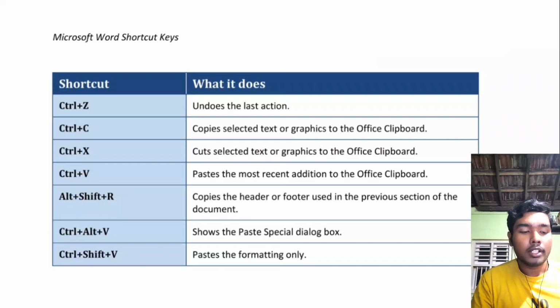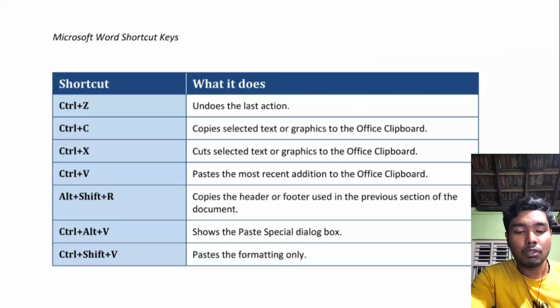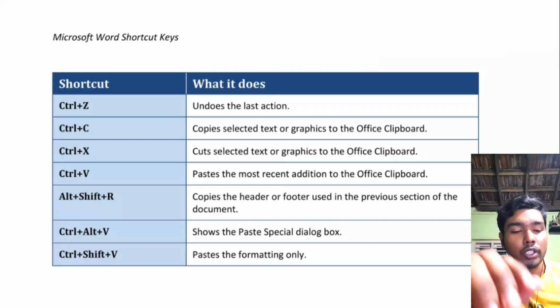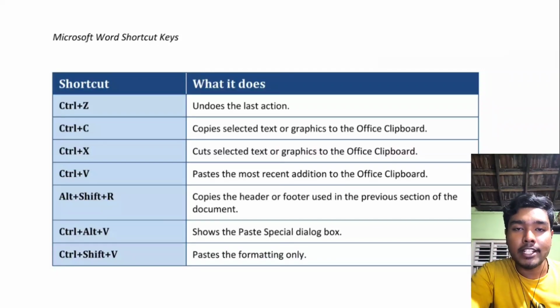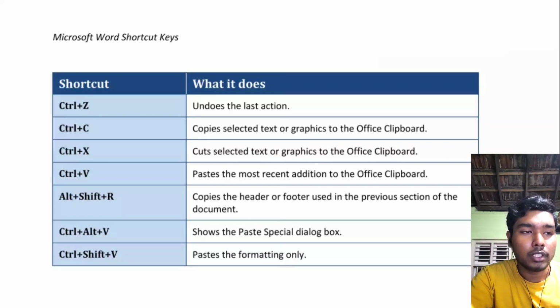We can select the text using a mouse or the keypad. Then if we press Control plus C, it copies that text, or if it has an image or any graphic portion, it will be copied. Control X is for cutting the selected text or graphics. Control V is for pasting. It pastes the most recent addition to the clipboard. Whatever we have added to the clipboard should be pasted there.